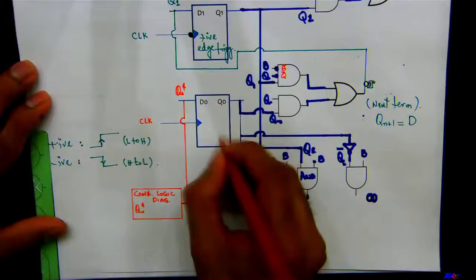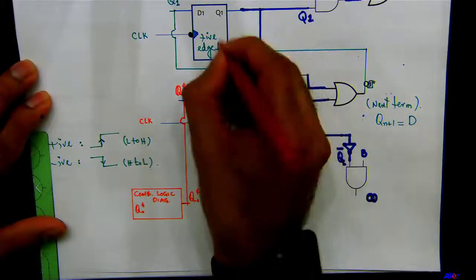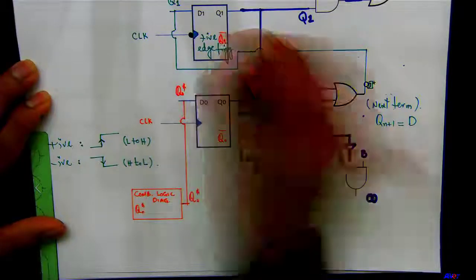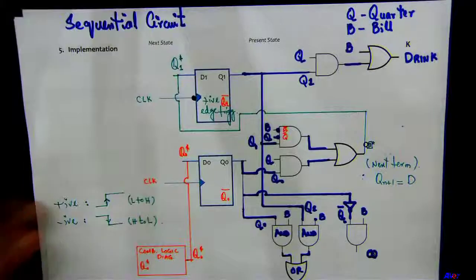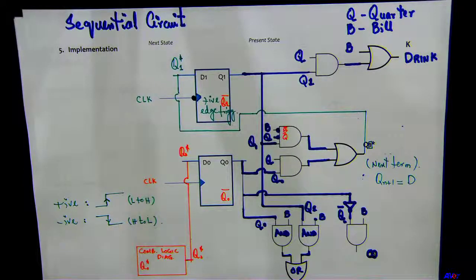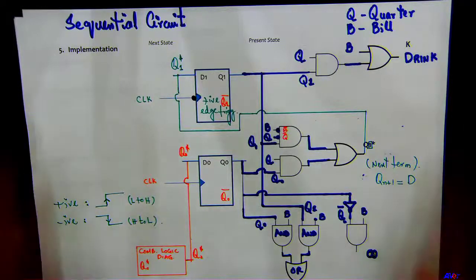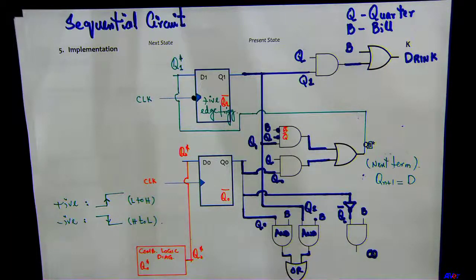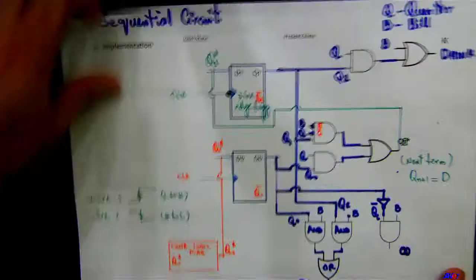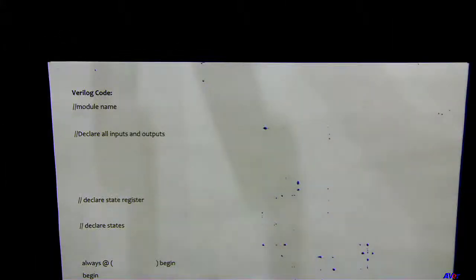All right, you usually have your Q naught bar here, you usually have your Q1 bar here. So this is basically your sequential circuit for the vending machine that you just created. If you go to LogiSim and make this circuit and try to implement the logic, it should work. It should dispense the product when the deposit reaches 75 cents and above, and it should return change as well. 11 more minutes. Let's move on to our last part, which is the Verilog coding.